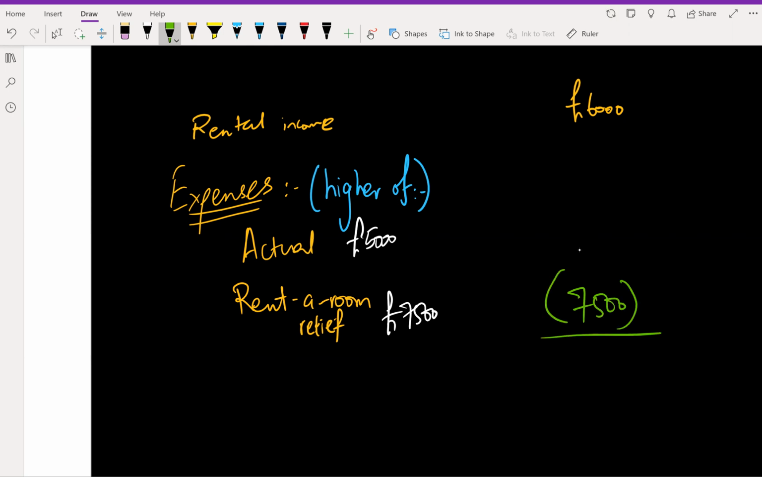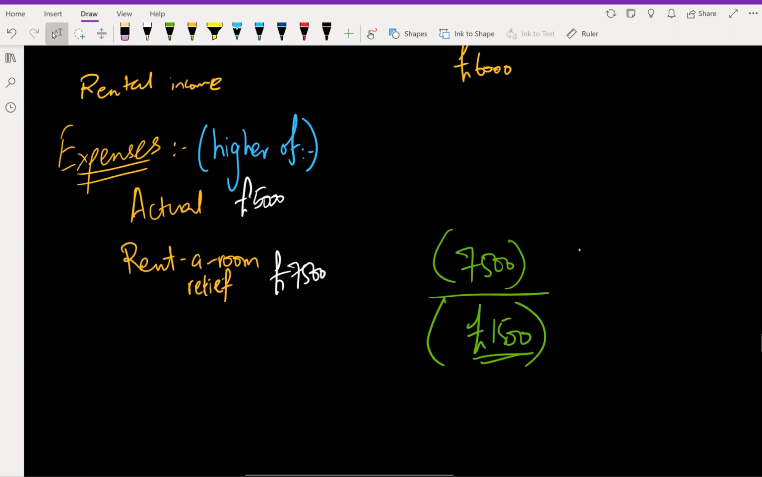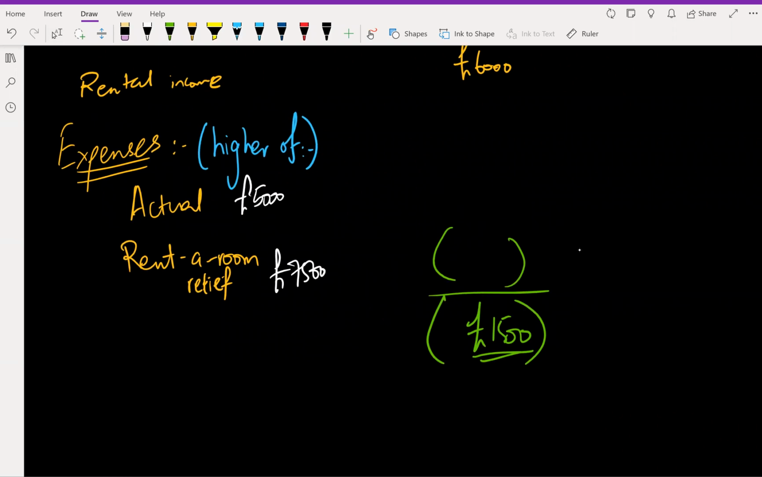Now, a lot of students have this misconception that this will create a property loss. Can we have a property loss? Yes. I'll tell you how to work for it later on towards the end. But this will not create a property loss. Why? Remember, property loss can only be created by actual expenses, not by reliefs given to you by HMRC. So 7,500 in this situation will be restricted to 6,000 and your property income will turn out to be zero.